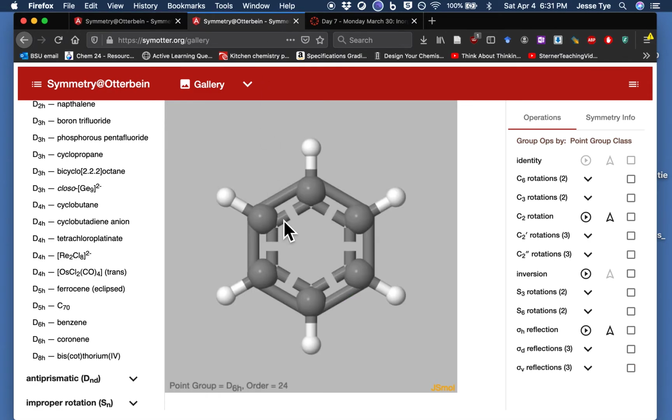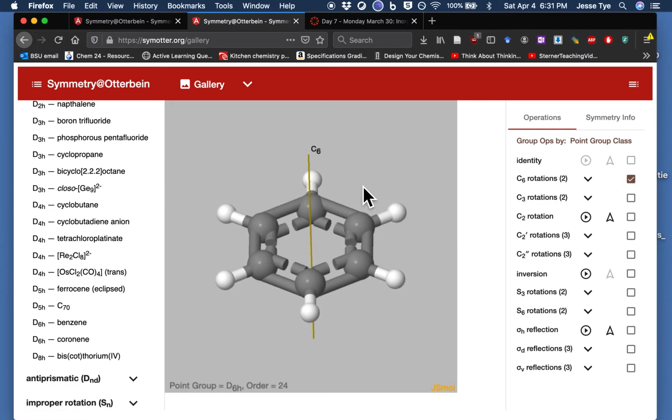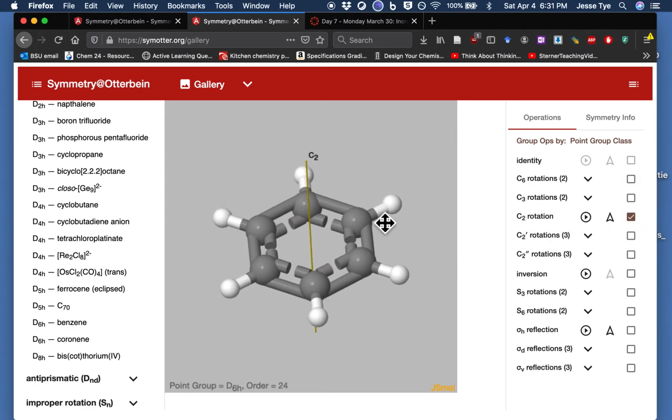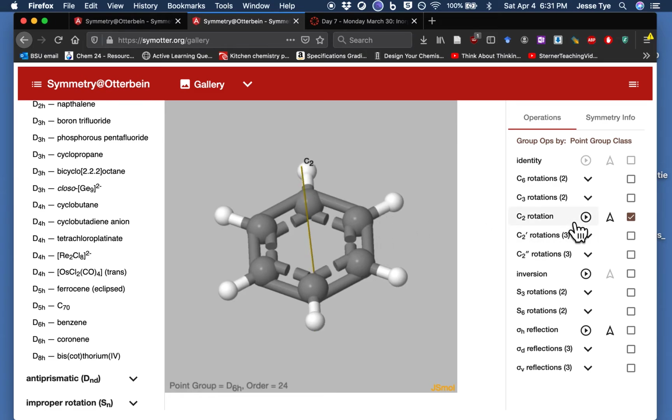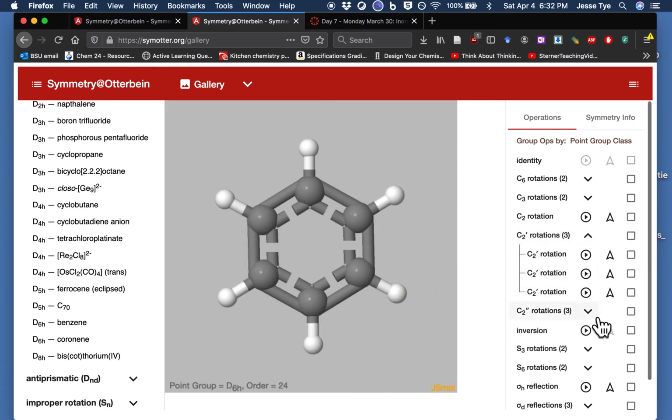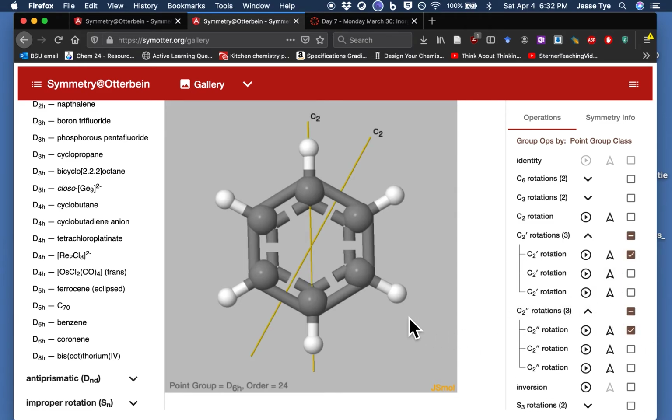Lots of symmetry elements for benzene. So benzene, its highest rotation axis goes right through the center, doesn't touch any of the atoms. There are lots of C2 axes. There's a C2 axis that goes along the same axis as the C6. There are also these C2 axes that go through atoms. And it's interesting to compare the ones that go through atoms to the ones that go through bonds. So there are two different types of C2 axes that we have here.